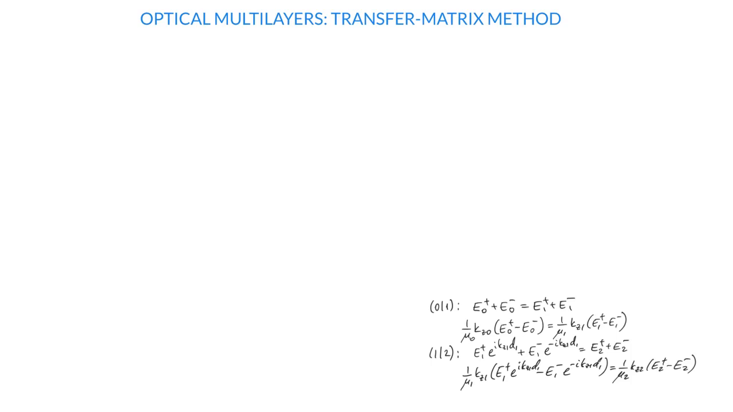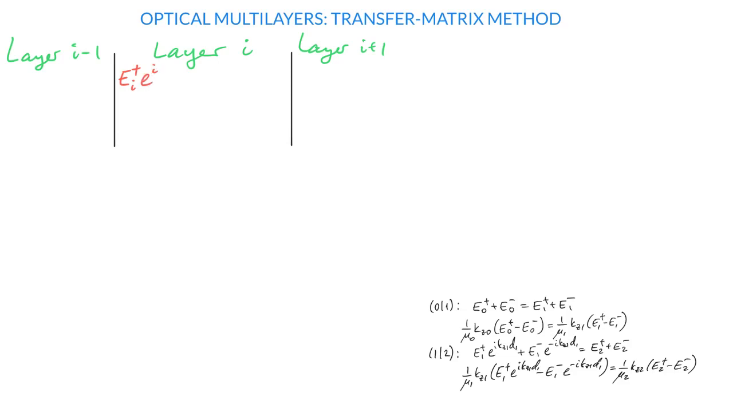So here's what we can do. So far, for each layer, number i, we have introduced the field amplitudes in the following way. We had a right-going amplitude, E sub i plus, that came with a phase factor e to the i k_zi (z minus z_i), where z_i is the coordinate of the left edge of that layer. And the left-going amplitude was E sub i minus, e to the minus i k_zi (z minus z_i).